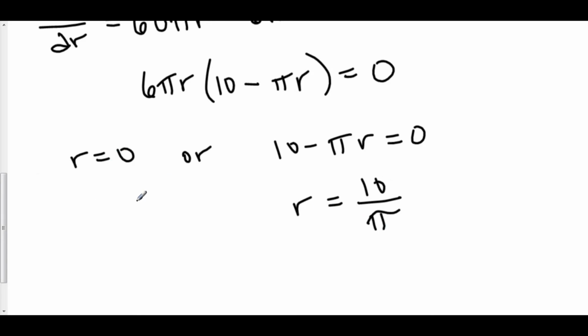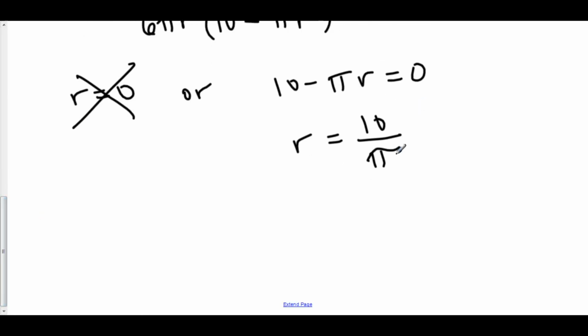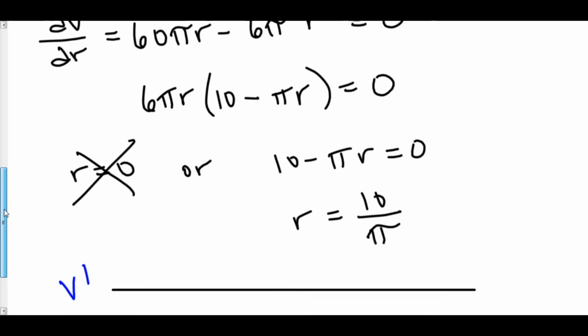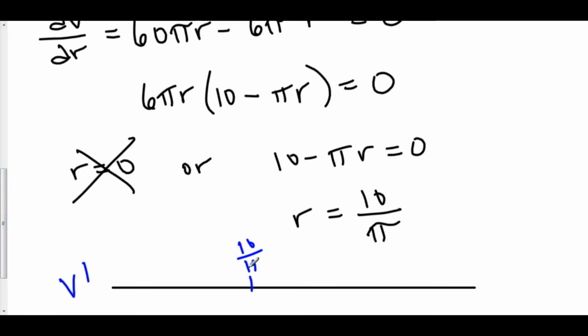Now in context with this problem, the radius being 0 makes no sense. So we'll get rid of that one. R equals 10 over pi, that's fine. That seems reasonable. So let's do our first derivative line analysis on v prime. So here is 10 over pi. Let's look to the left of 10 over pi, but to the right of r equals 0. We'll keep that over here just to remind ourselves that we can't go further than that. Well, pi is about 3.14, and 10 over that will be more than 1. So probably 1 is going to be a good guess for something to the left of 10 over pi.